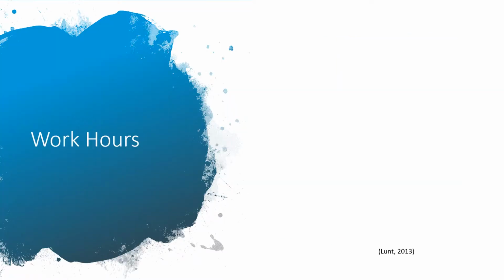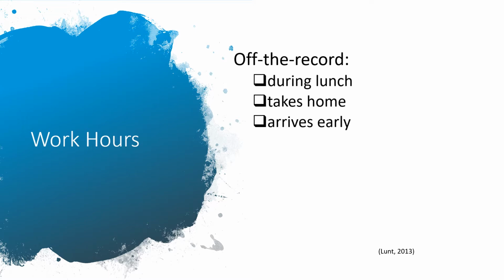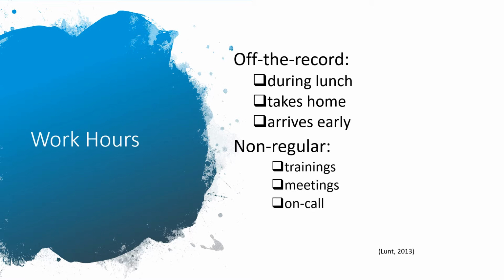Work hours also include all times the employer permits the employee to work, even off-the-record hours, which means work an employee performs at lunch, at home, or when arriving early. This law also stipulates non-regular work time that needs to be paid for, such as trainings, meetings, travel, or on-call. Managers must work closely with HR to clearly define what activities and time require compensation.